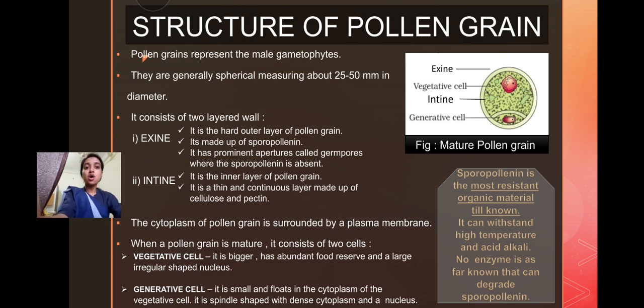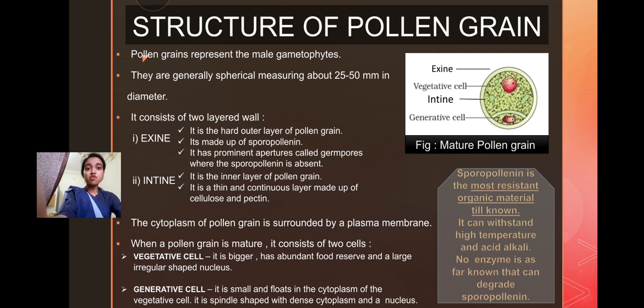Exine is the hard outer layer of the pollen grain. It is made up of sporopollenin. It has prominent apertures called germ pores where the sporopollenin is absent. So here sporopollenin is the keyword. It is the most resistant organic material known till now, which means it can withstand high temperature and acid and alkali. No enzyme is known so far that can degrade sporopollenin.